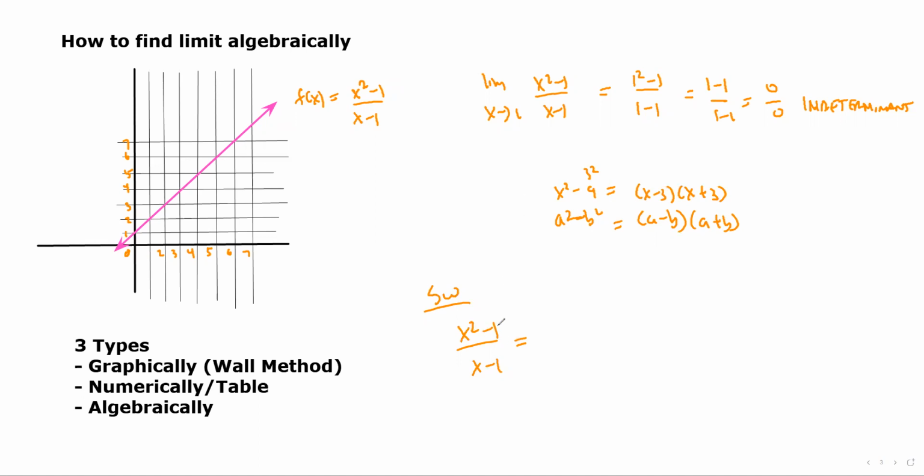So x squared minus 1 is just going to be x minus 1 times x plus 1. The denominator is still x minus 1. Notice that my factors, x minus 1, are going to cancel, leaving me with x plus 1. So in this case, I'm going to rewrite this.